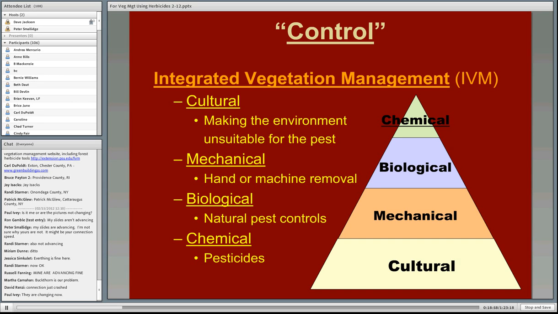So if we can integrate our approach and we can use a mechanical means, we can implement some cultural means, we might have to do some chemical means, but ultimately we're going to try to use these in concert with each other as often as we can to control our vegetation on the properties that we're managing.